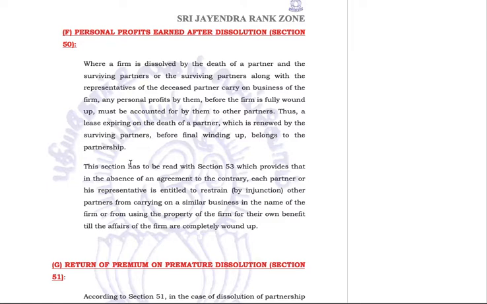the family members. This section has to be read with section 53, which provides that in the absence of an agreement to the contrary, each partner or his representative is entitled to restrain other partners from carrying on a similar business in the name of the firm or from using the property of the firm for their own benefit till the affairs of the firm are completely wound up. Okay, that means another partner can stop you from using the firm's name. But if you are using the firm's name even after dissolution, then whatever profit you are making, you have to distribute it with the partners.